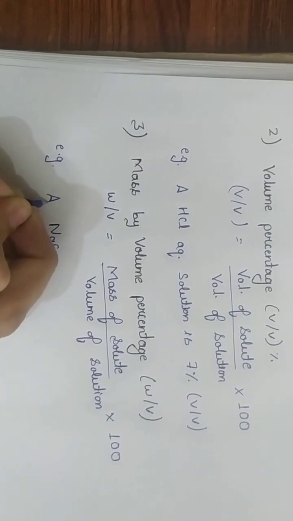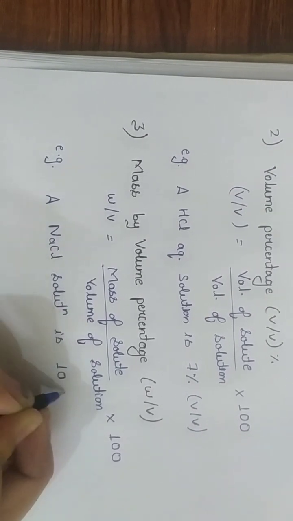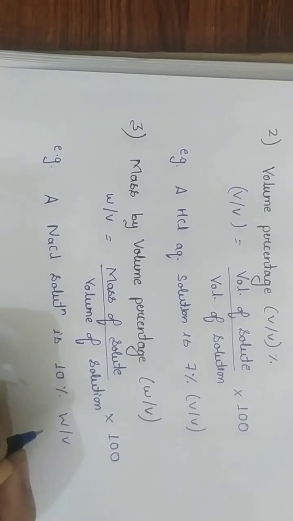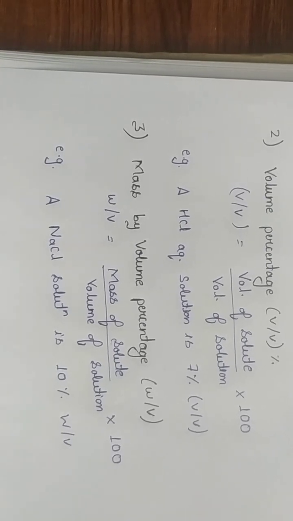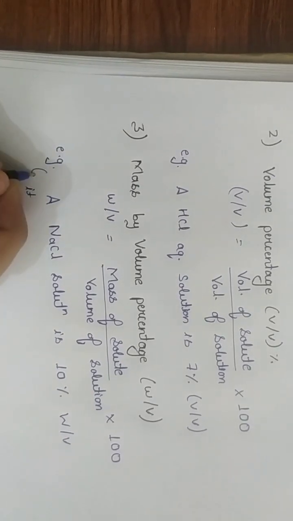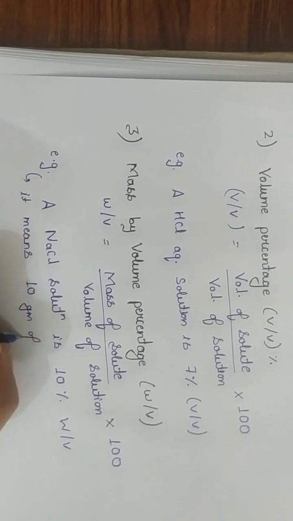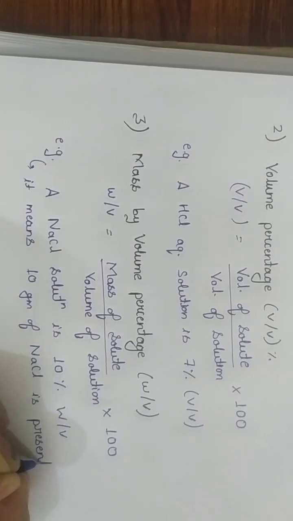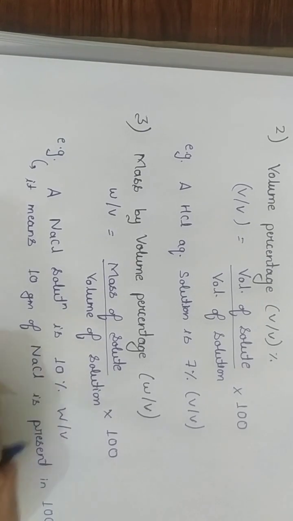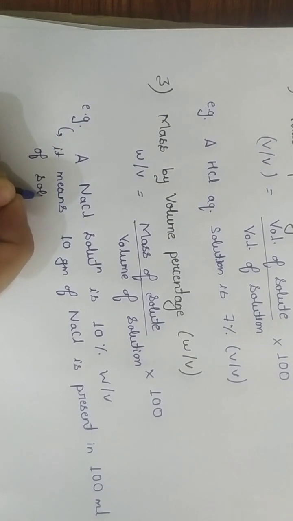Example: NaCl solution is 10% W by V. So if it is written that NaCl solution is 10% W by V, it means that 10 gram of NaCl is present in 100 ml of solution. We will write, it means 10 gram of NaCl is present in 100 ml of solution.